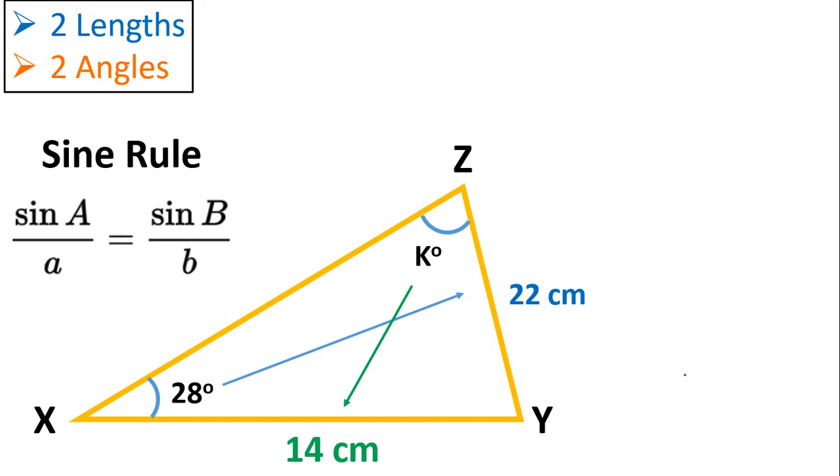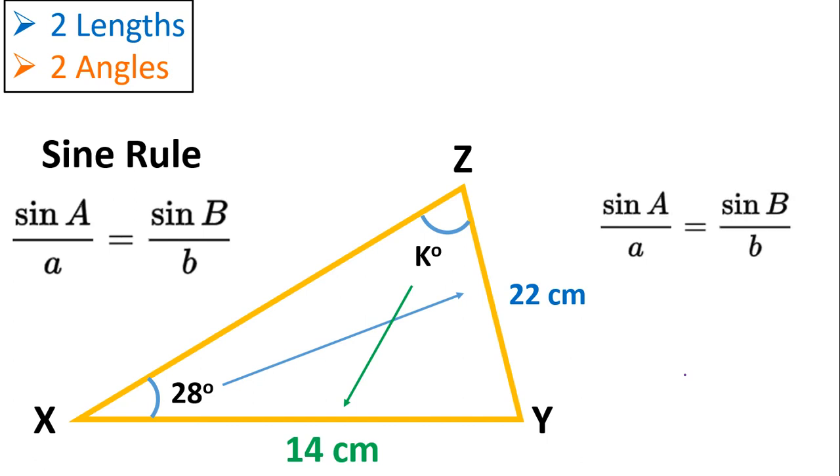Like I could also take my K degrees as my sine A. So in that case, if I take K as my sine A, then the small a becomes 14. Similarly, if I'm taking K as my sine A, then 28 degrees becomes my sine B, and the length opposite to that, that's 22, becomes my small b. So either way, you can decide which one you are taking as which one.